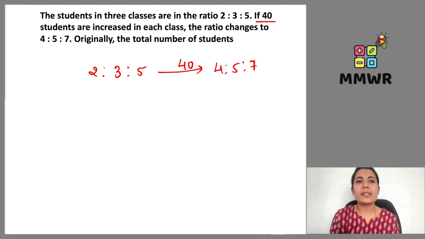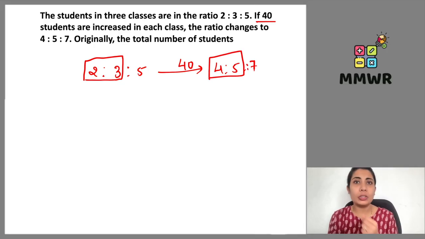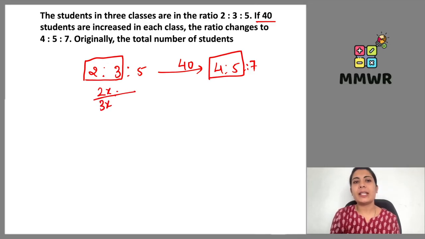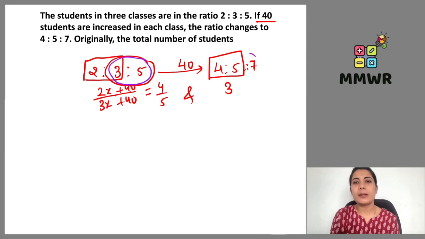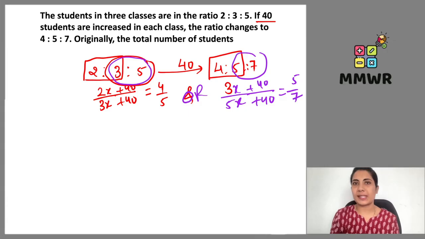What you can do, you can consider the problem is only this much for now. If you are taking the starting two terms of the ratio, then in the second ratio also consider only the starting two terms. So 2x upon 3x increased by 40 and then you are getting 4 upon 5. Similarly, you can do it this way, you can simplify this portion as well. Okay, let me highlight it by some other color. So 3x upon 5x increased by 40. Either you can do the first part or the second part, which gives you the ratio 5 ratio 7.